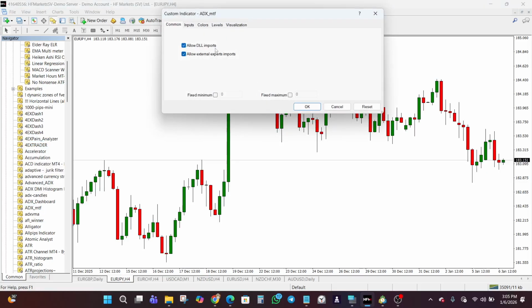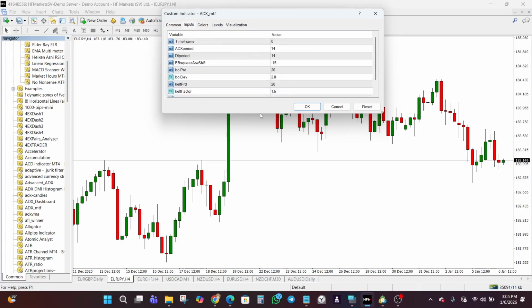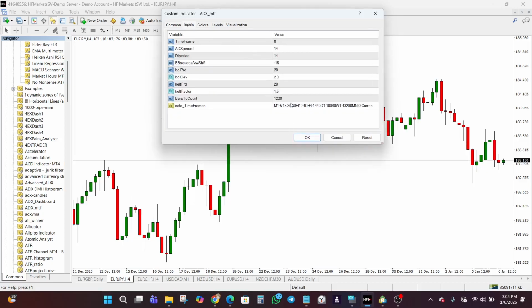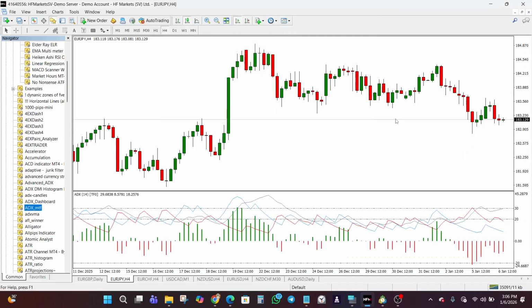Ensure that the allow DLL import box is checked, and then you go to your input. You can see the customizable settings there: the time frame, the ADX period, DI period, BB squeeze, ARW shift, BOLPLD, BOLDEV, KALT period, the KALT factor, burst count, and your node time frames. You can modify these values depending on the sensitivity that you desire to see in the indicator. Click on OK, and now we can see the indicator.